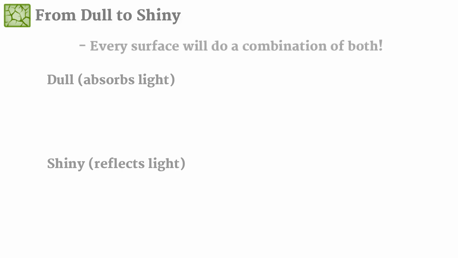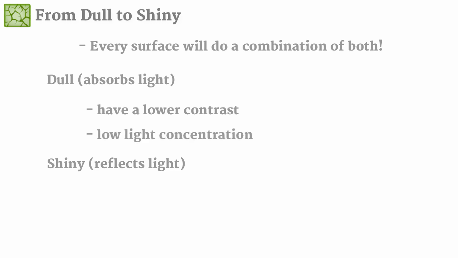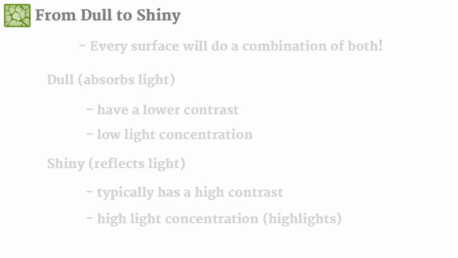Every surface will treat lighting differently, and as you draw in the lighting, think about the properties of the material and how much it would absorb the lighting and how much it would reflect it. Because every surface will do a combination of both, but will typically lean towards one or the other, resulting in looking either more shiny or more dull. Materials that appear more dull absorb light, have a lower contrast, and have a low light concentration. The opposite is true for shiny materials: they reflect light, have a higher contrast, and usually have a high light concentration as well.